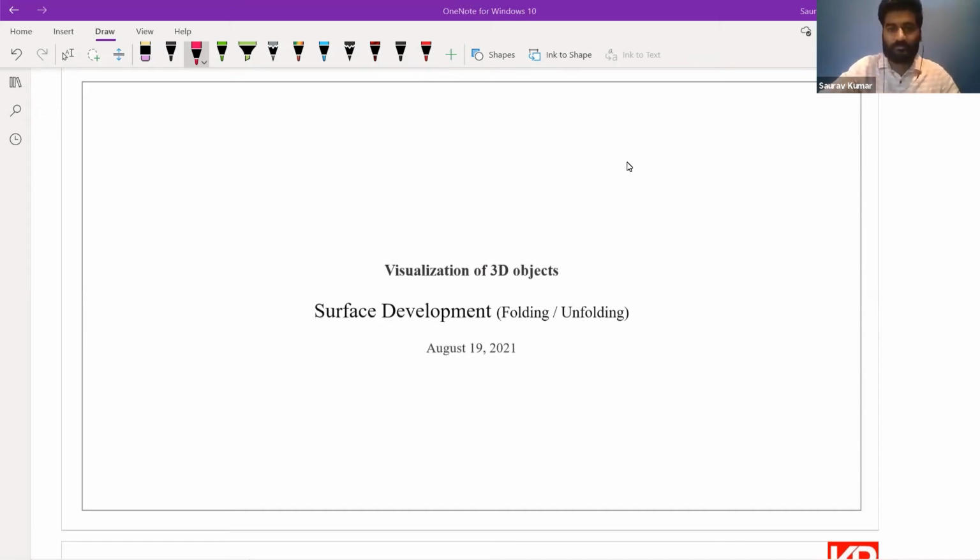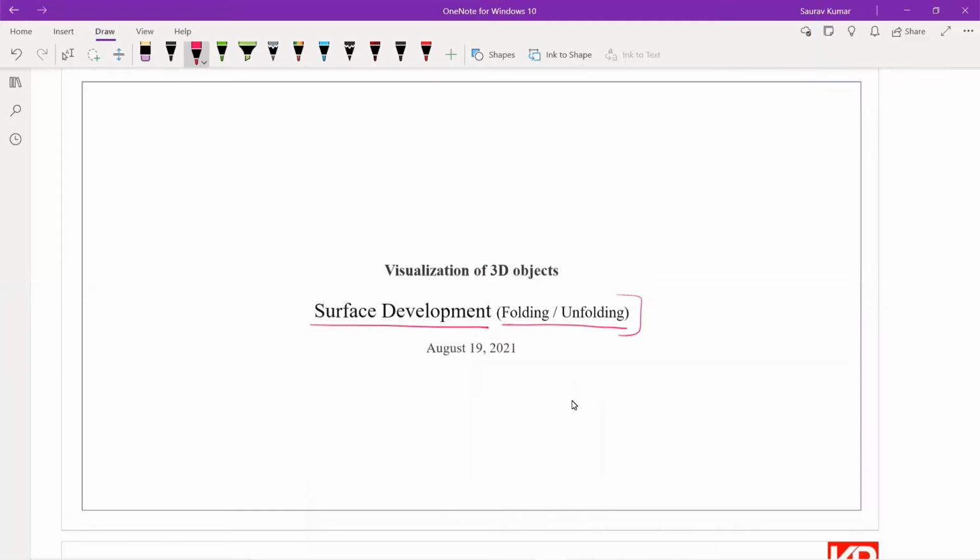This is the next part of visualization of 3D objects, in which we'll study surface development. Surface development is also called folding and unfolding, the reason being we'll see the meaning of the word surface development. We'll also try to understand that. And the concepts that you have previously studied, like counting the surfaces and visualizing any 3D object, will help you in this part also.